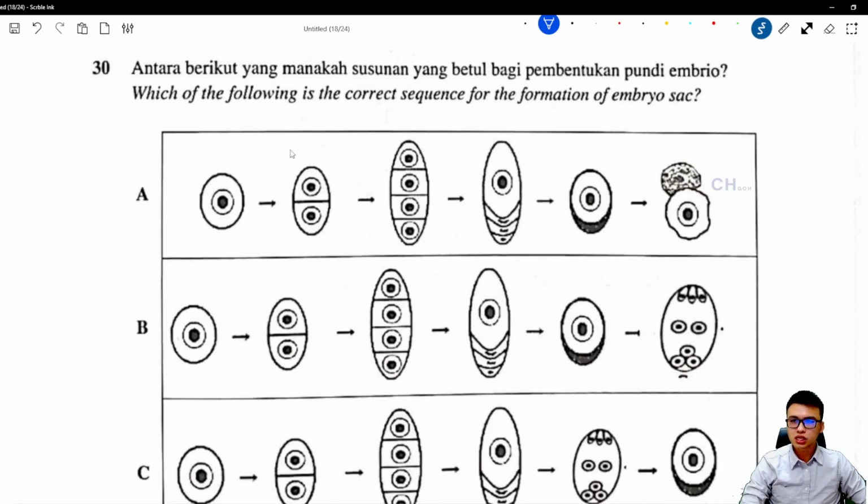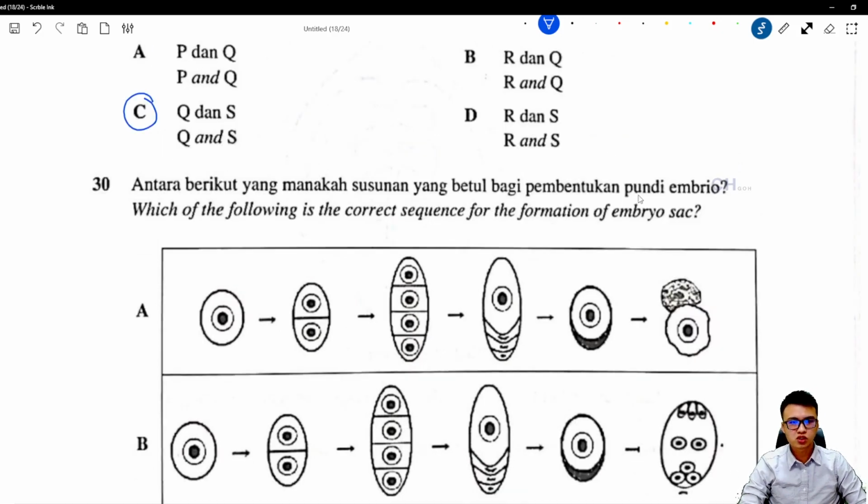Question 30. Which of the following is the correct sequence for the formation of the embryo sac? For this question, you need to know the whole process of the embryo sac. Basically, it's like this. The 2N cell will start to carry out meiosis to form 4 megaspore cells.